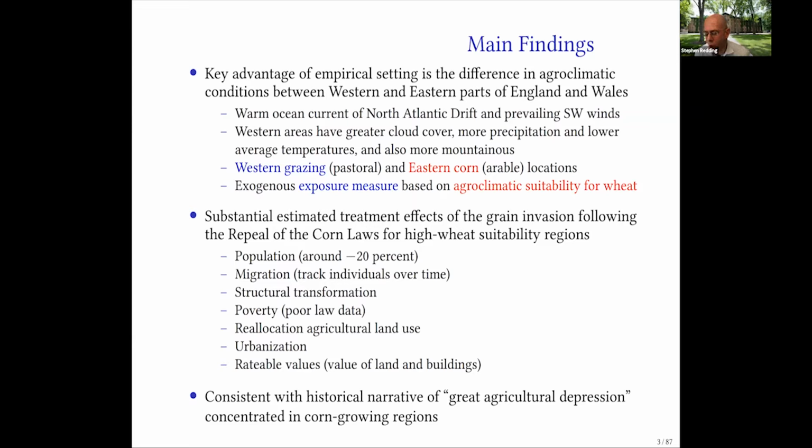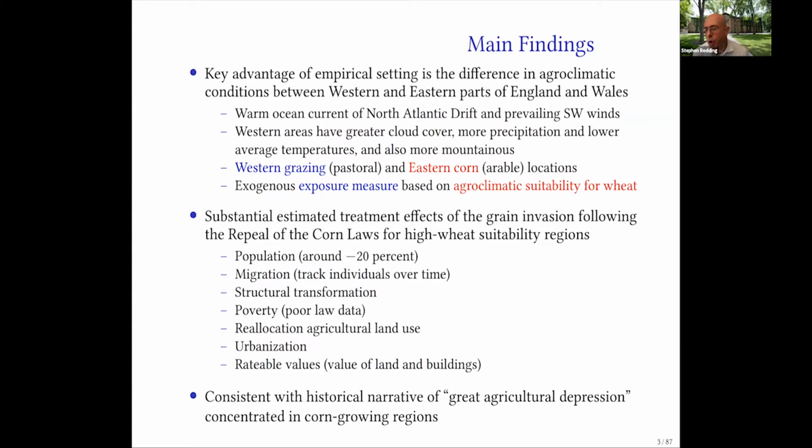And so we're going to exploit that exogenous difference in agroclimatic conditions as a measure of exposure to this grain invasion. What do we find? We find substantial estimated treatment effects of the grain invasion. We find population declines of around 20 percentage points in high wheat-suitable regions relative to low wheat-suitable regions. We have individual level census data where we show that those population redistributions are achieved through the migration of individuals out of rural areas that are particularly exposed to the grain invasion. We find that this shock propels structural transformation away from agriculture.